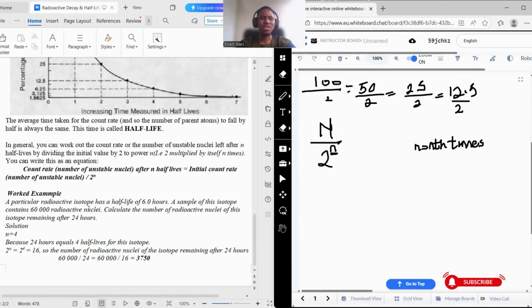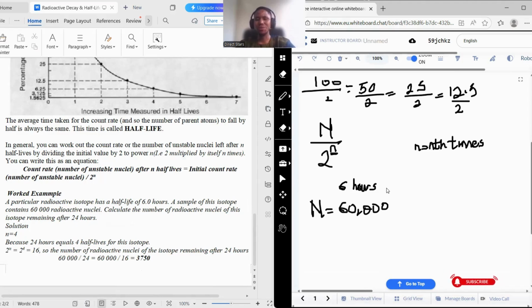A particular radioactive isotope has a half-life of 6 hours. That is, 6 hours is its own half-life. A sample of this isotope contains 60,000 radioactive nuclei. We have capital N to be 60,000. Calculate the number of radioactive nuclei of this isotope remaining after 24 hours.